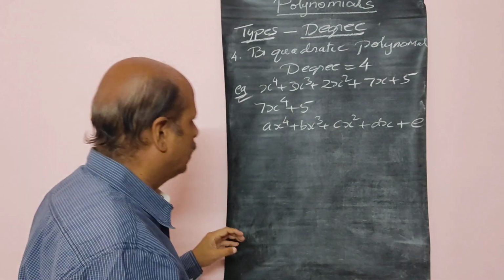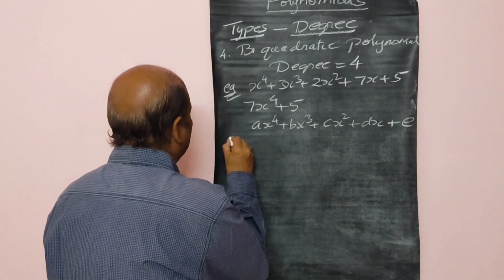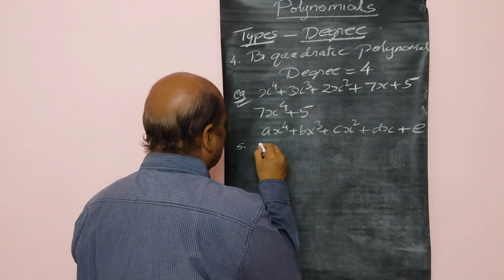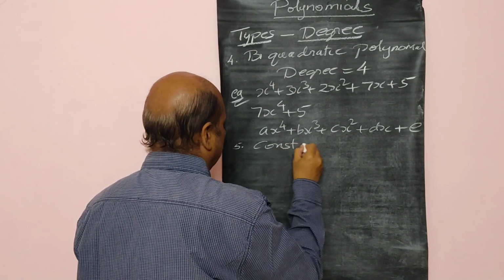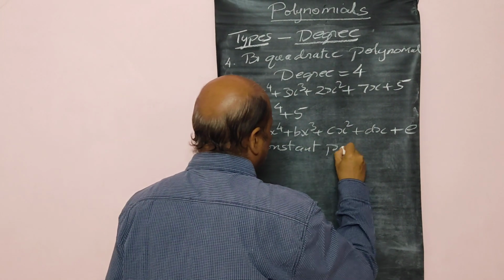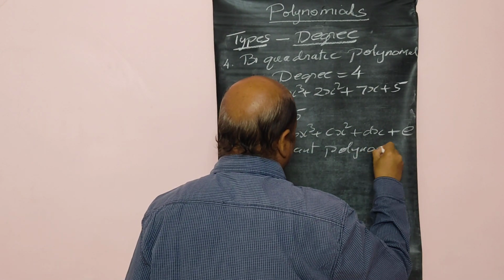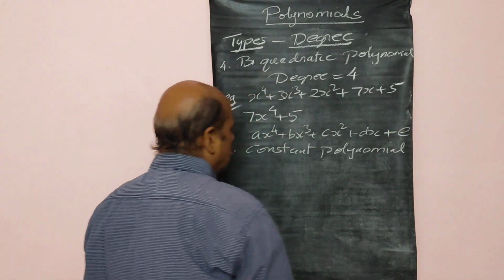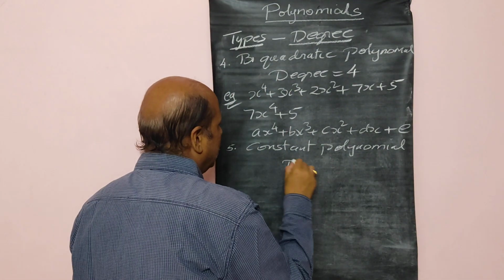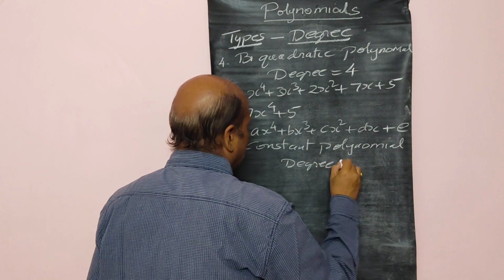There are some special cases also. Number 5, it is called a constant polynomial. Constant polynomial means here the degree is 0.